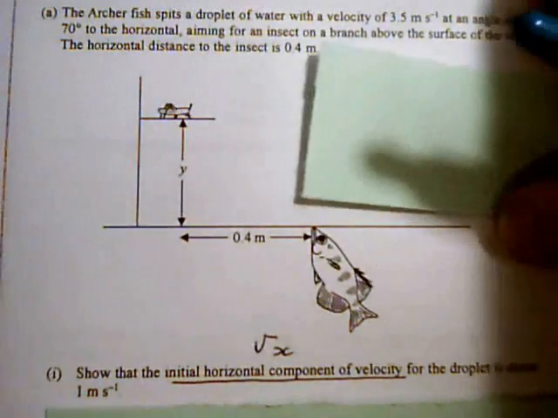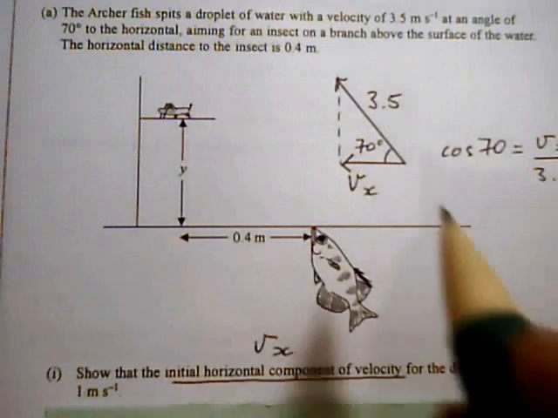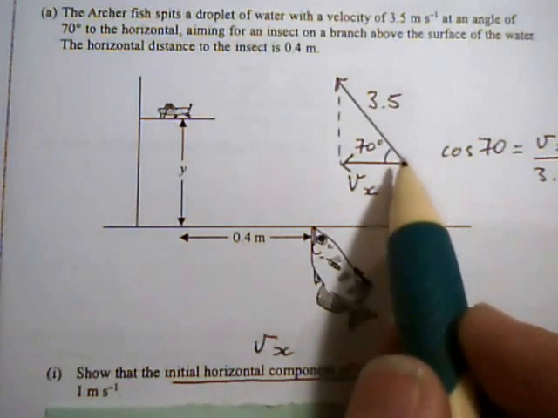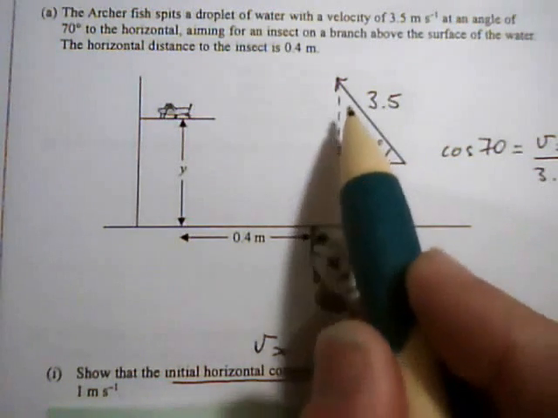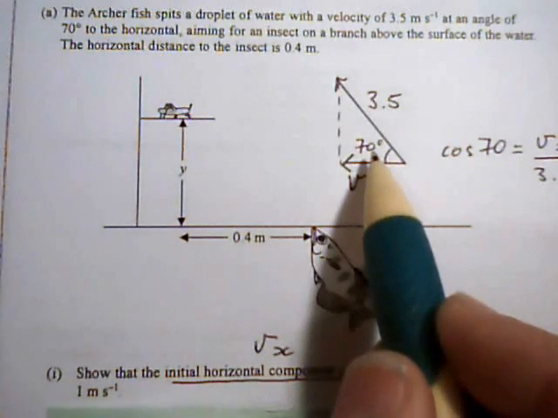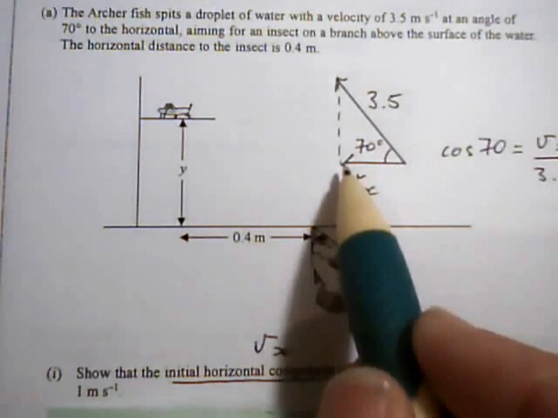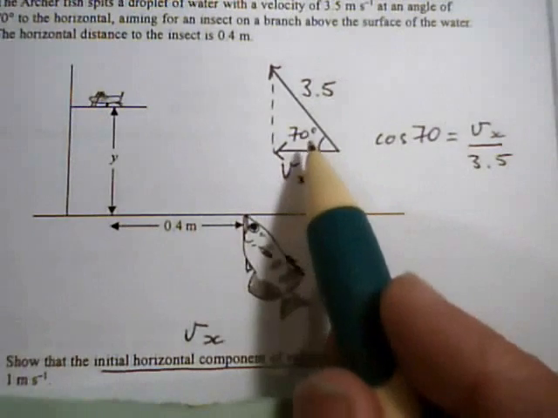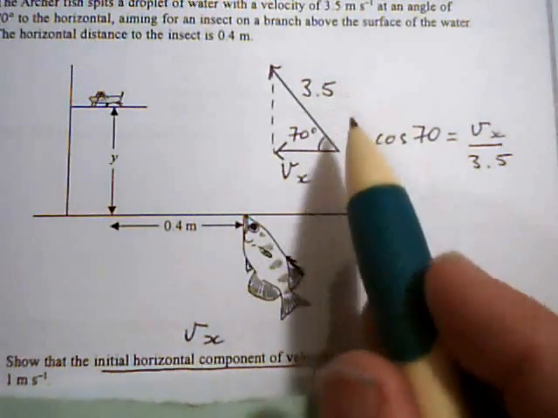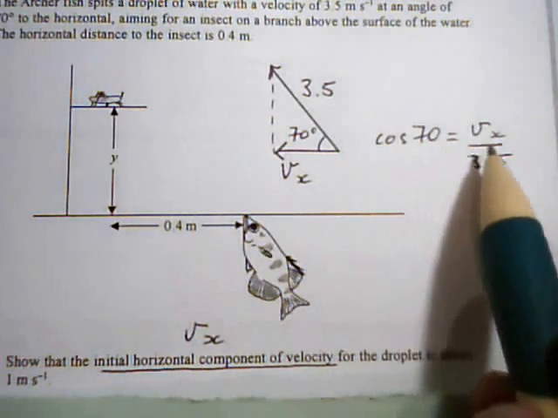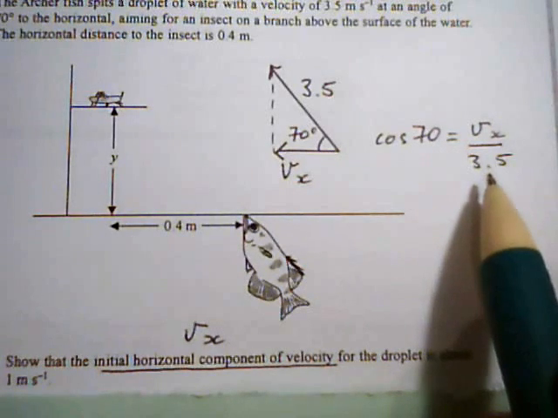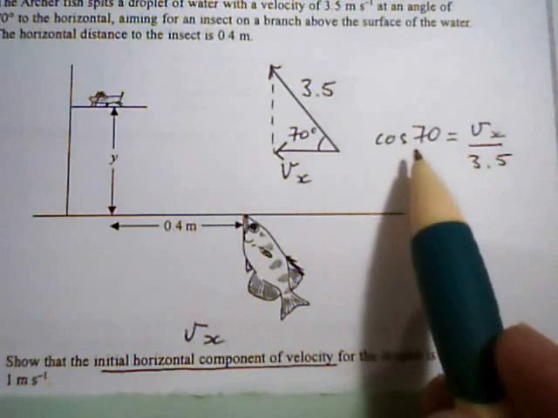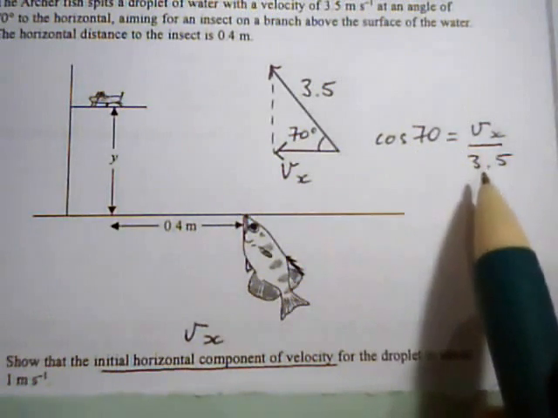So up the top here, this is what I did originally. I've drawn a vector diagram to find the component of the initial velocity. So this is the 3.5, this is the 70 degrees to the horizontal, this is Vx that we want to find the value of. And we know the cosine of 70 is adjacent over hypotenuse, so it's cos 70 equals Vx over 3.5. So to get Vx, we need to multiply both sides of this equation by 3.5.